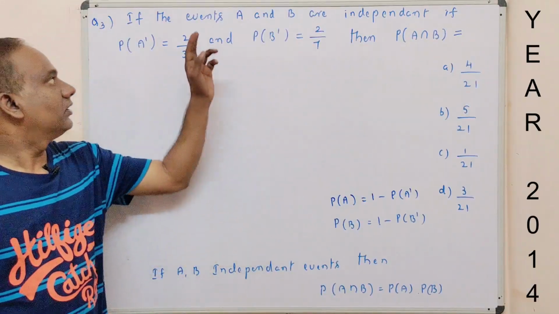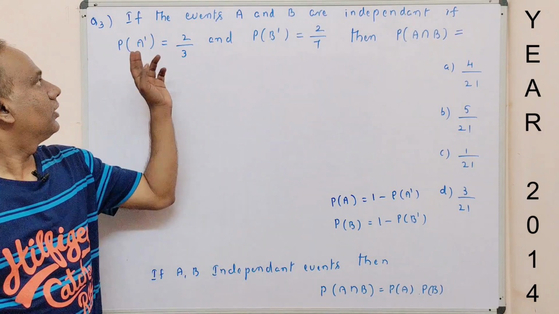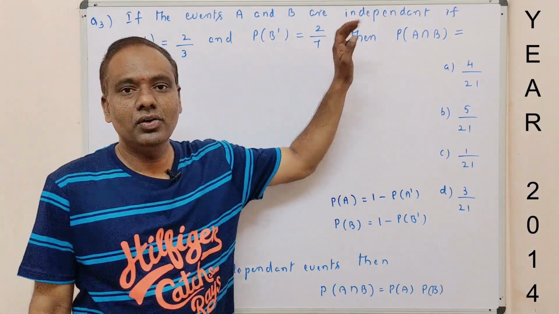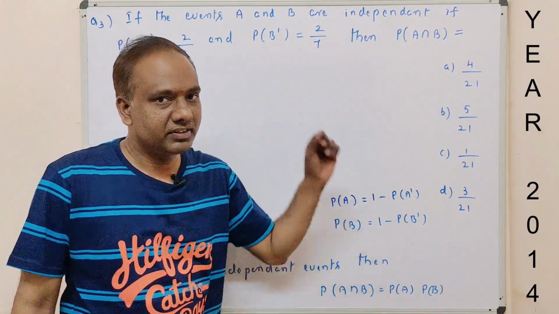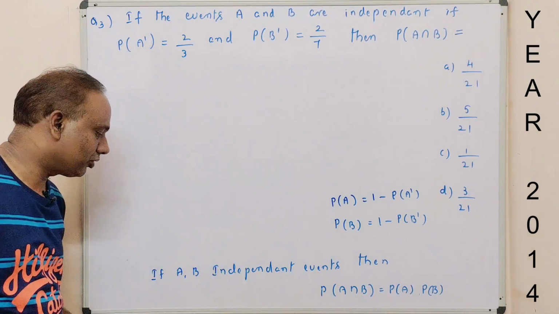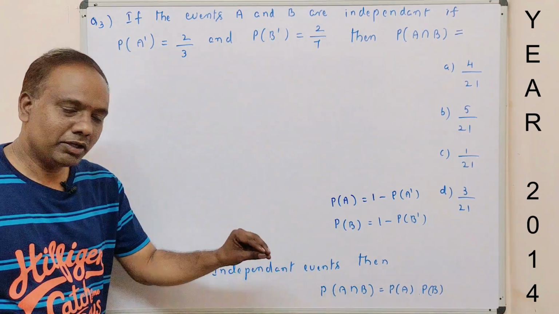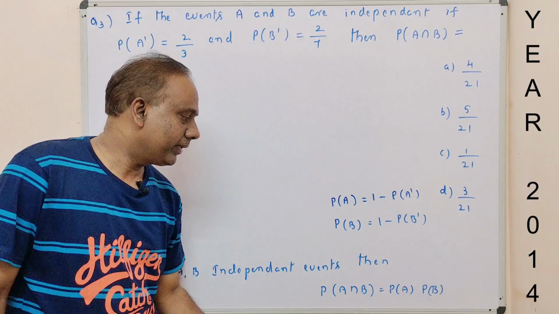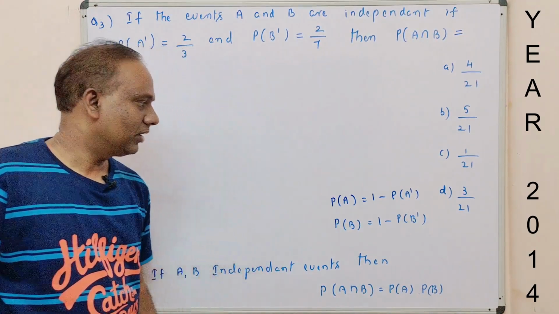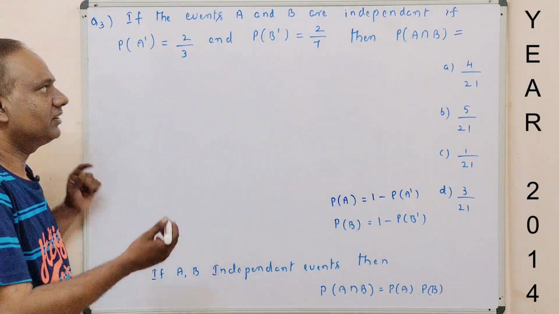Third question. If the events A and B are independent events, if P of A dash is equal to 2 by 3 and P of B dash is equal to 2 by 7, then what is P of A intersection B? That is the question here. So here, one point please, you understood. If A, B are independent events, the condition is P of A intersection B is equal to P of A into P of B, and here they asked P of A intersection B.